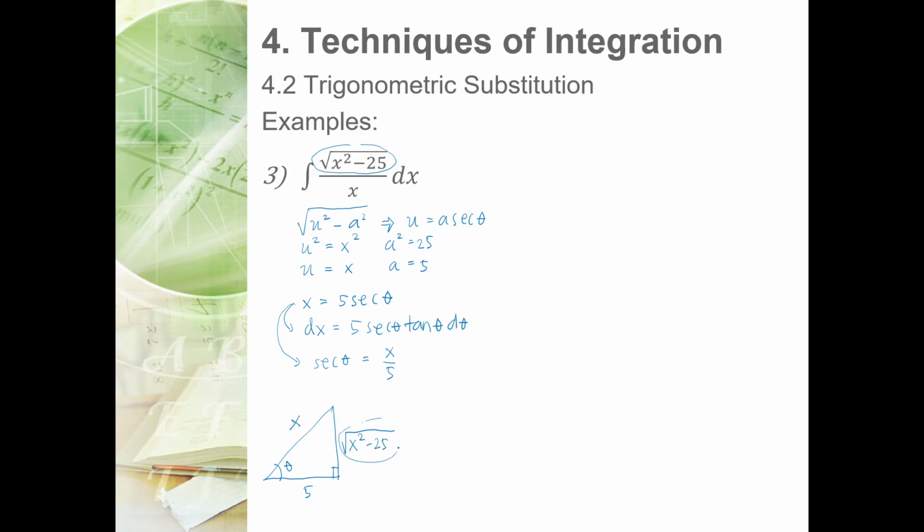So again, we pair up the constant and the radical expression. We can see that it's tangent, right? Tangent theta is equal to the opposite side, square root of x squared minus 25, all over the adjacent side, which is 5. So isolate the radical expression: 5 tangent theta is equal to the square root of x squared minus 25.